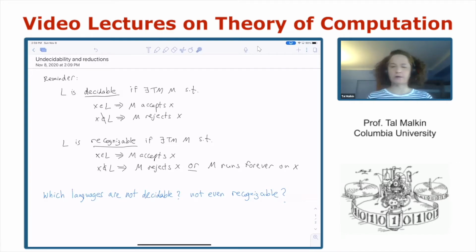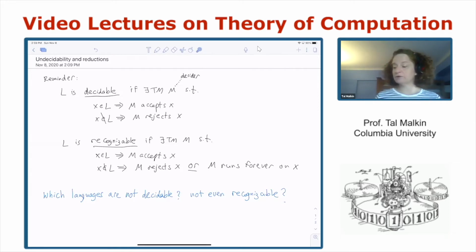As a quick reminder, a language is decidable if there exists a Turing machine M such that when X is in the language, M accepts X, and when X is not in the language, M rejects X. In other words, M always halts. So this M is a decider.